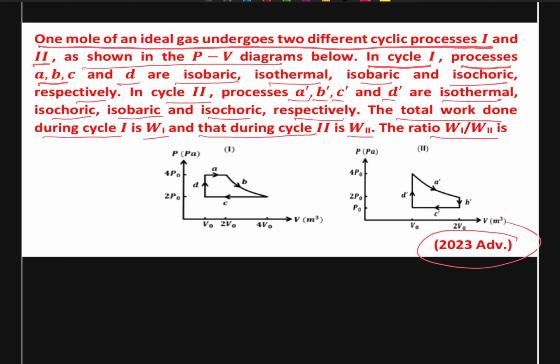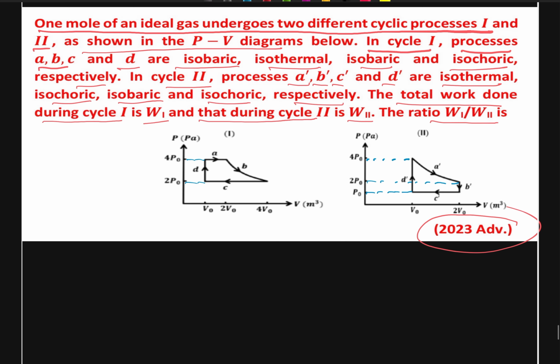So we have 2 cycles and they are representing different processes. So this is basically the first part, which is more or less the same. The second part is a little bit tricky. This is the first one, this is the second, and this is the third one. So let us start with our first one. We have to find out the total work done.